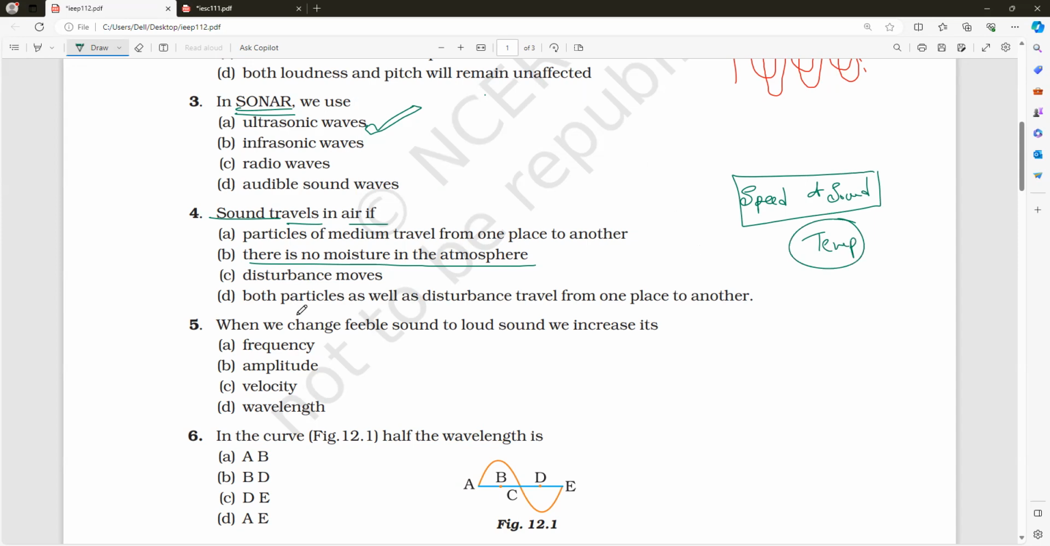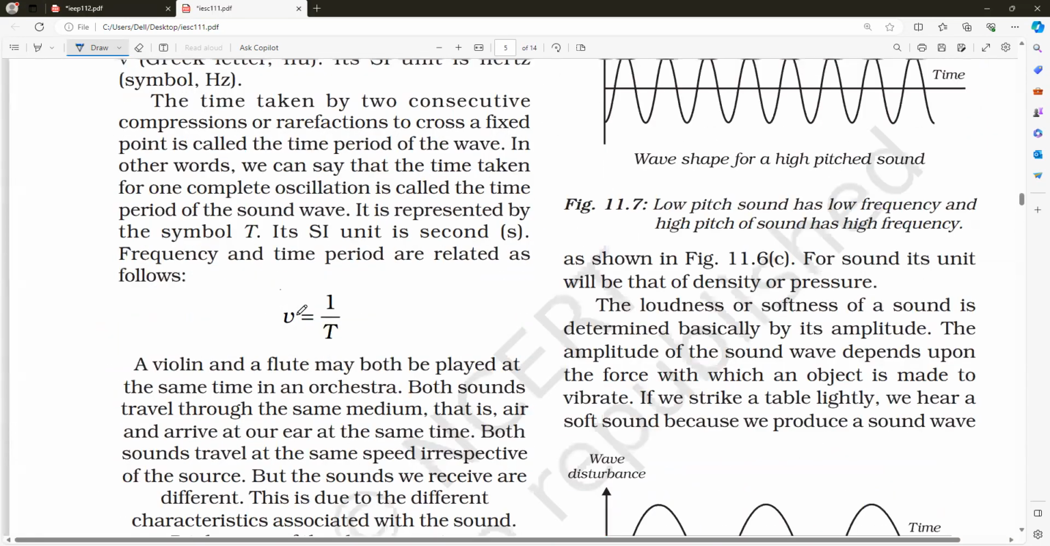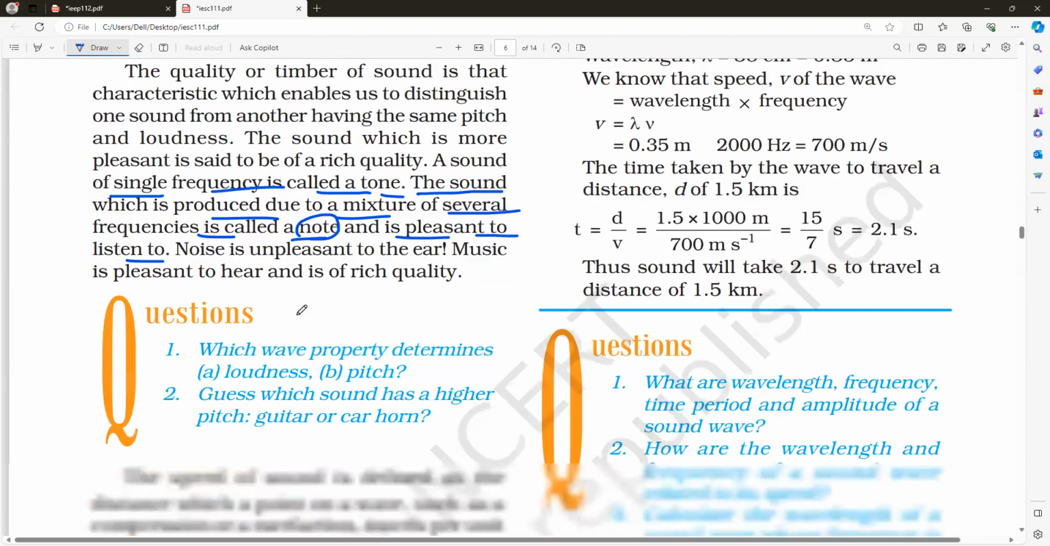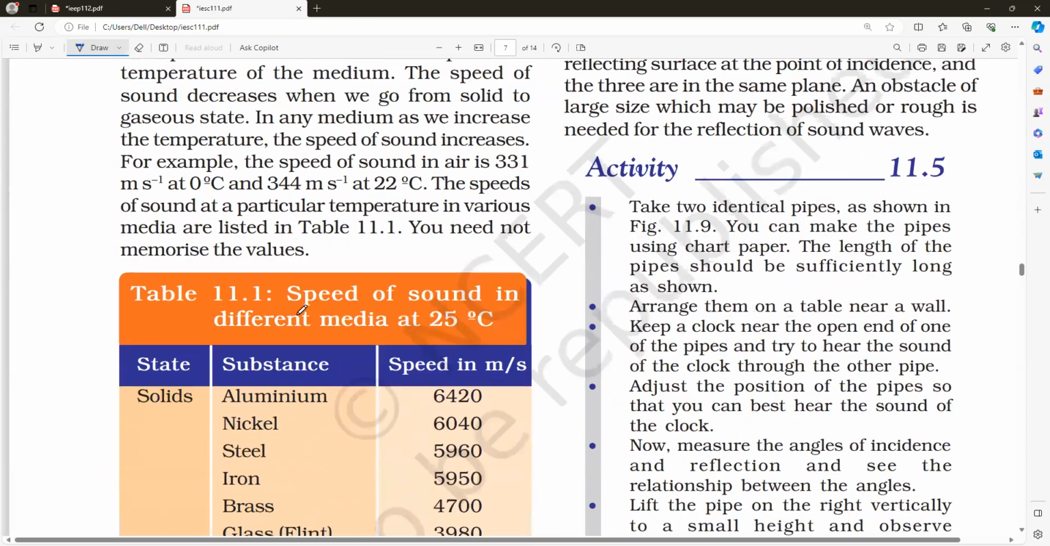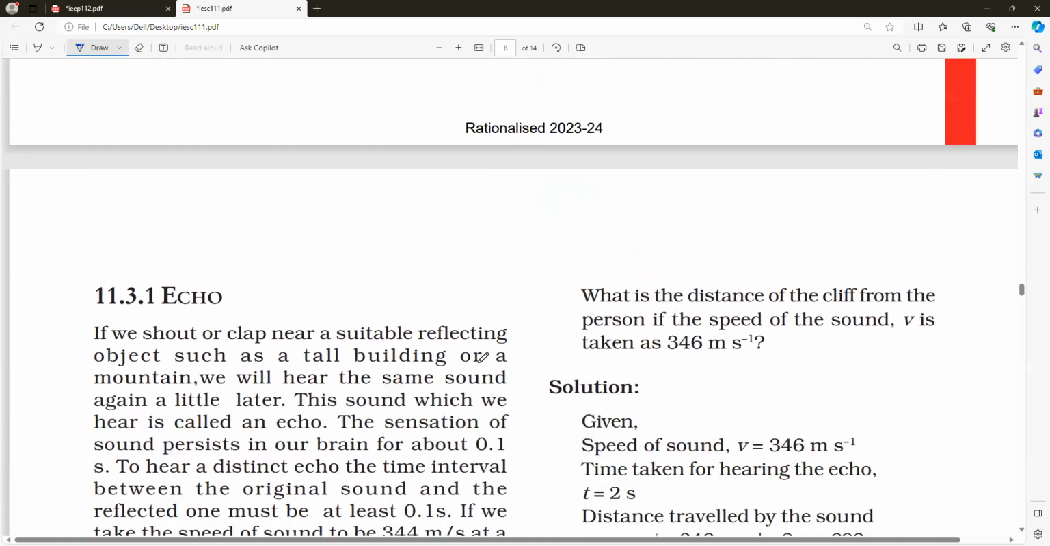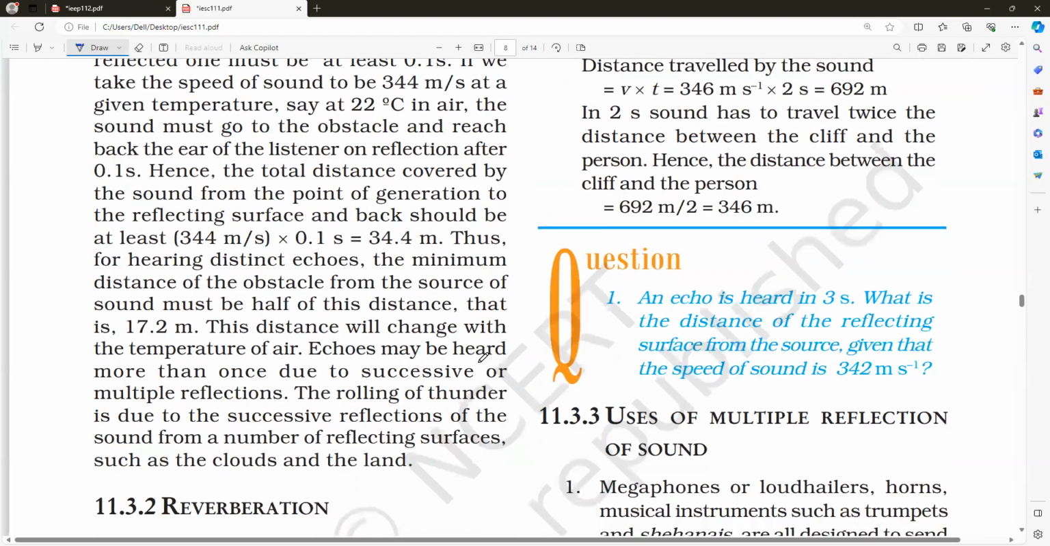That is also clearly mentioned in the topic of echo, and I also taught you. That's the reason air has different temperatures: at 0 degrees Celsius one value, at 22 degrees Celsius another, and at 25 degrees Celsius another. And clearly, in the topic of echo, they mention the echo distance. What is the minimum distance to hear an echo? Everybody, 17.2 meters. But this distance will change with the temperature of the air.